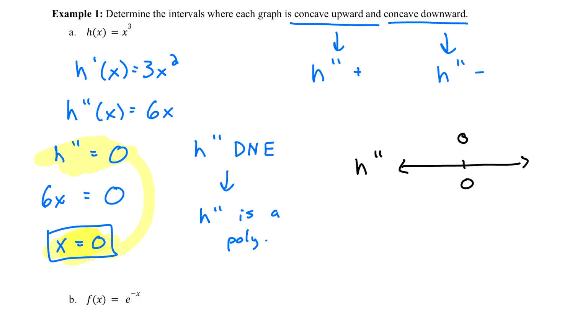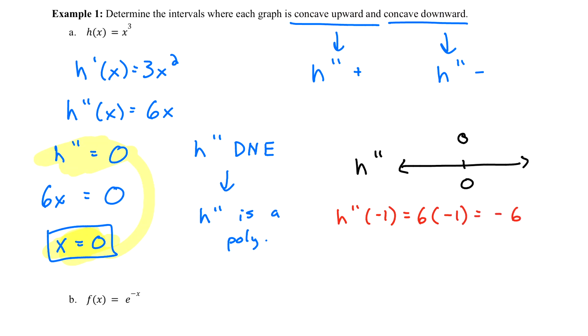And now I can take a number on either side of 0 and plug that into, again, my second derivative, because that's what I want to know the sign of. So I'm just going to take a number on either side of 0 and plug that into h double prime of x. So I might start with, say, h double prime of -1, on the left-hand side. Well, that would be 6 times -1, which gives me -6.